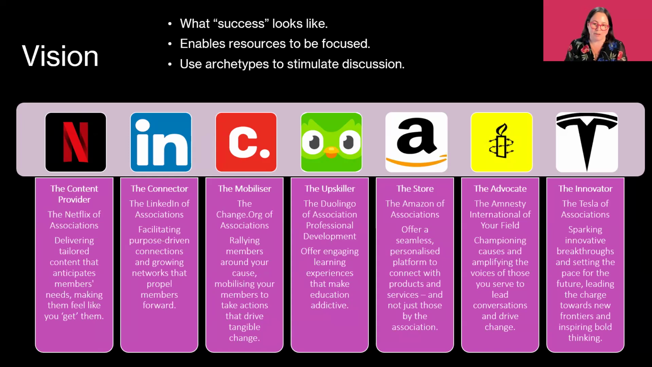And one of the ways that I've found that it's helpful to stimulate that discussion within a group is to use these archetypes that I've given here, and you might have other ones that you come in as well. But when you think of your association with unlimited funds, would you be like a Netflix, a content provider to members where they can get personalized content to exactly what they need? Or are you a LinkedIn, which is a platform upon which your members can connect with each other for purpose? Are you a mobilizer like change.org, where you go out and you give your members the tools to be able to effect change and impact by themselves?